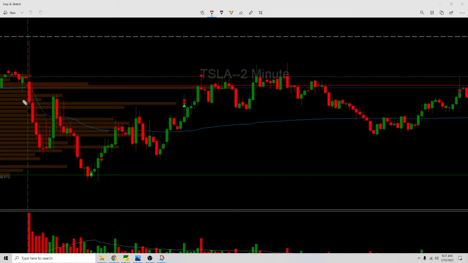So this is right in the middle. You can't even see, this is S3. You can't even see R3. It's somewhere up here. And you just get this huge major rejection candle right in the middle.